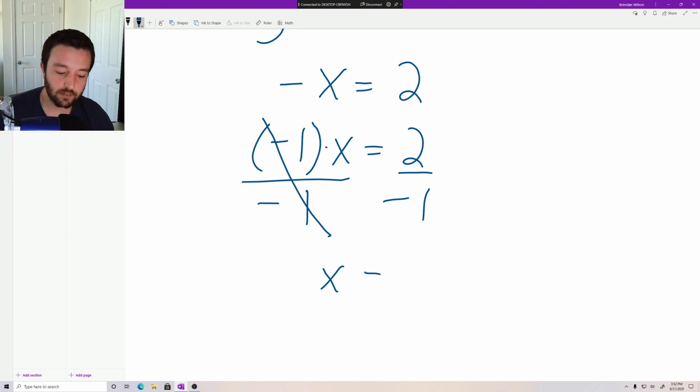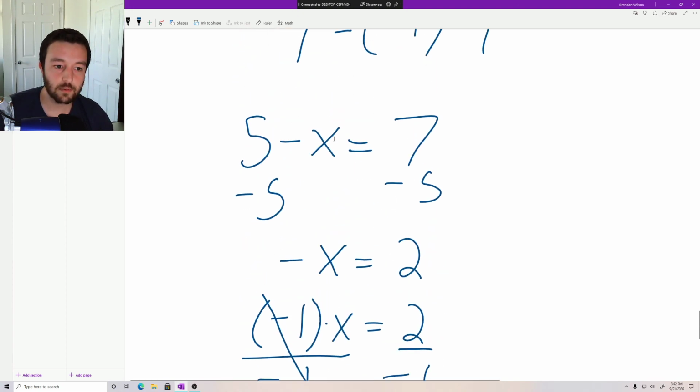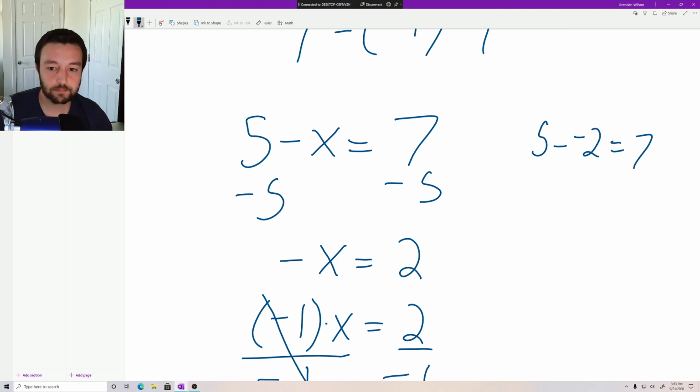Over on the other side, 2 divided by negative 1 is negative 2. So this gives us our answer. X in this one ended up being negative 2. And we can check: 5 minus negative 2 is indeed 7.